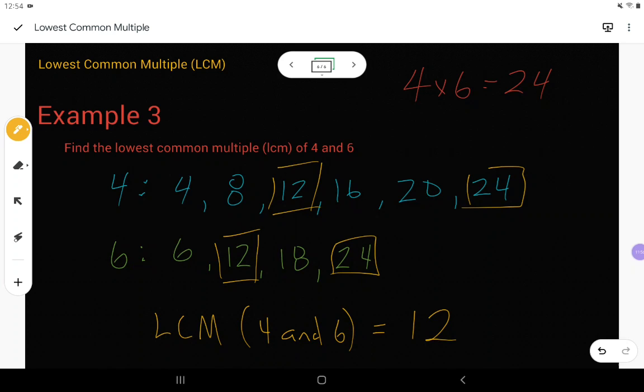So remember, when you're looking for lowest common multiple, you want the smallest possible match. There could be lots of matches. These guys match at 12, they match at 24. If we kept going, they would also match at 36 and 48 and 60. But we want the smallest one. Otherwise, we're going to keep counting for way too long.